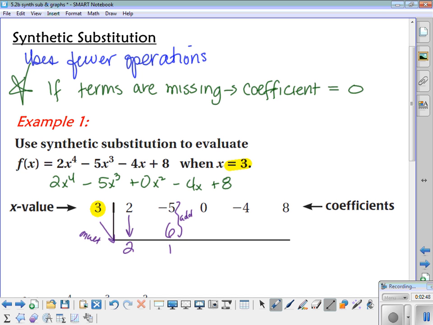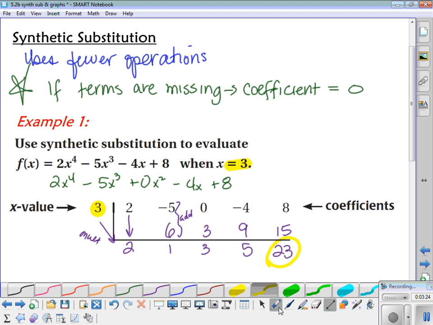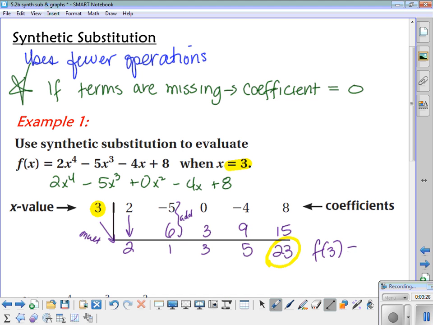Okay, so now I'm going to multiply again. 3 times 1 is 3, and so I put that inside the box, and then I add those together. 0 plus 3 is 3. Multiply again. 3 times 3 is 9. Add those together, I get 9. Then 3 times 9 is 27. Add them together, I get 23. So your final answer is that the value of that function when you plug in 3 for x is going to come out to 23. So f of 3 would equal 23.